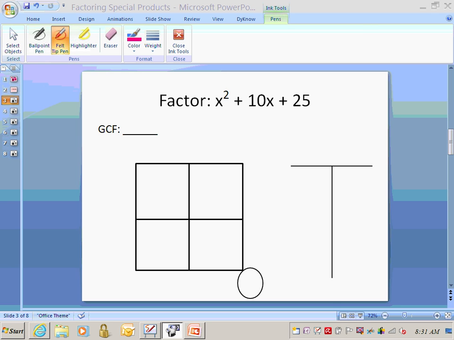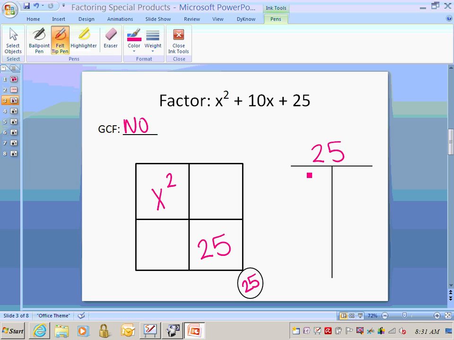Okay, was there a GCF? No. We've got x squared, 25. What goes in the circle? So factors of 25 are 5 and 5. What are you going to choose?